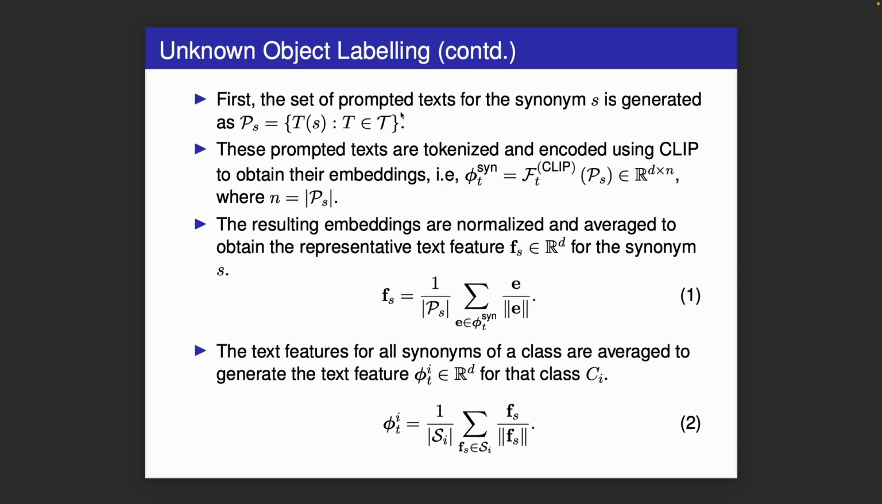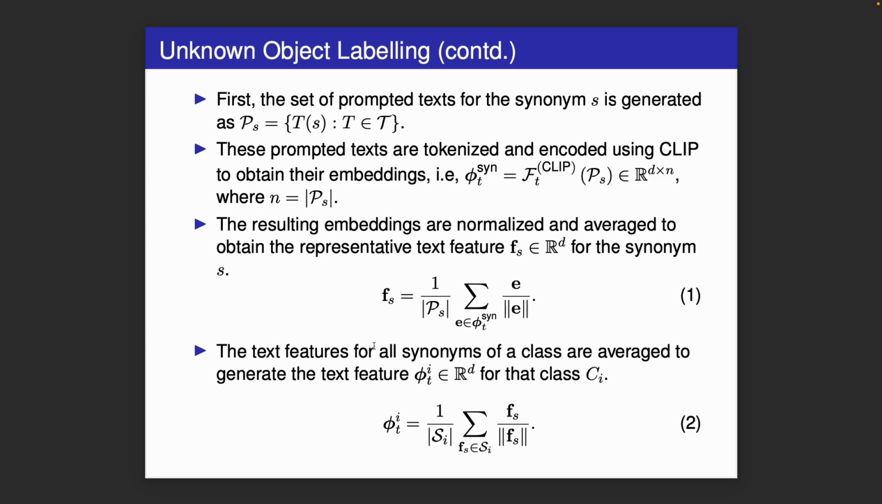So, where T belongs to the templates. These prompted texts are then tokenized using CLIP to obtain their embedding. This is phi T sim. Here, n is the cardinality of this set PS, which is the number of templates. Then we normalize this and average to obtain the representative text feature for a particular synonym S.